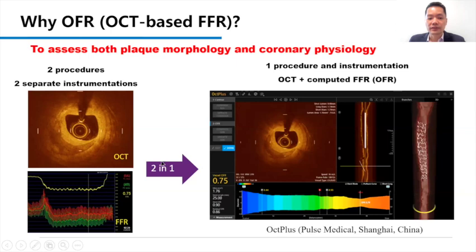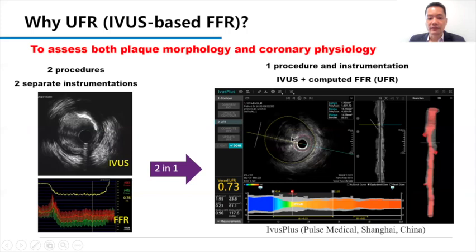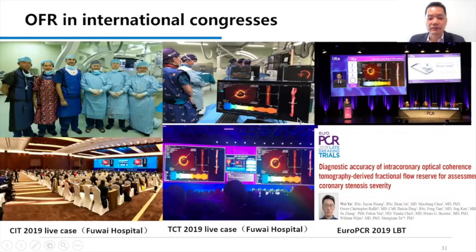From OCT, we can also calculate the FR. We call it OCT-based FR, or OFR, optical flow ratio. This is software we developed, and the same for IVUS, where it can quite automatically do the 3D reconstruction of the vessel and the lumen, and use our algorithm to calculate the pressure drop and the FR and overlap here. This was first demonstrated at the CIT and TCT meetings in 2019 before COVID, and the first validation study was presented at EuroPCR in 2019.